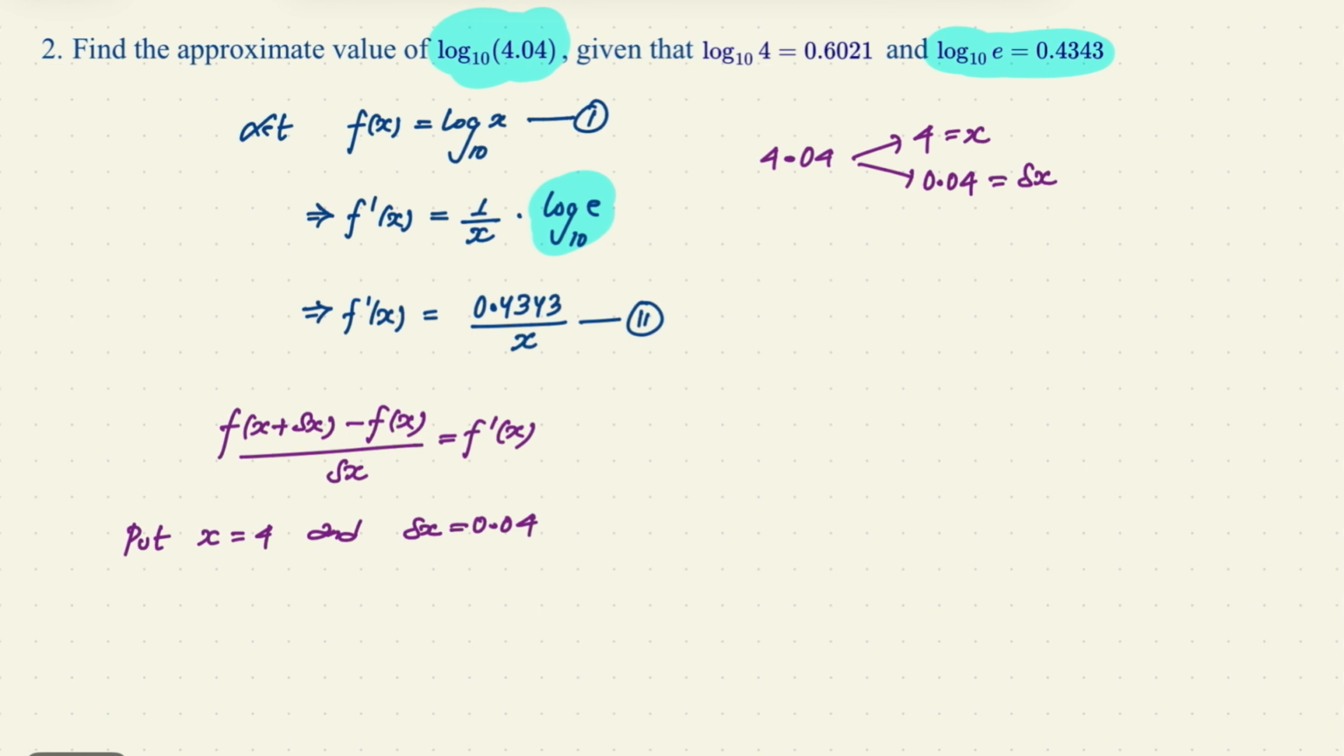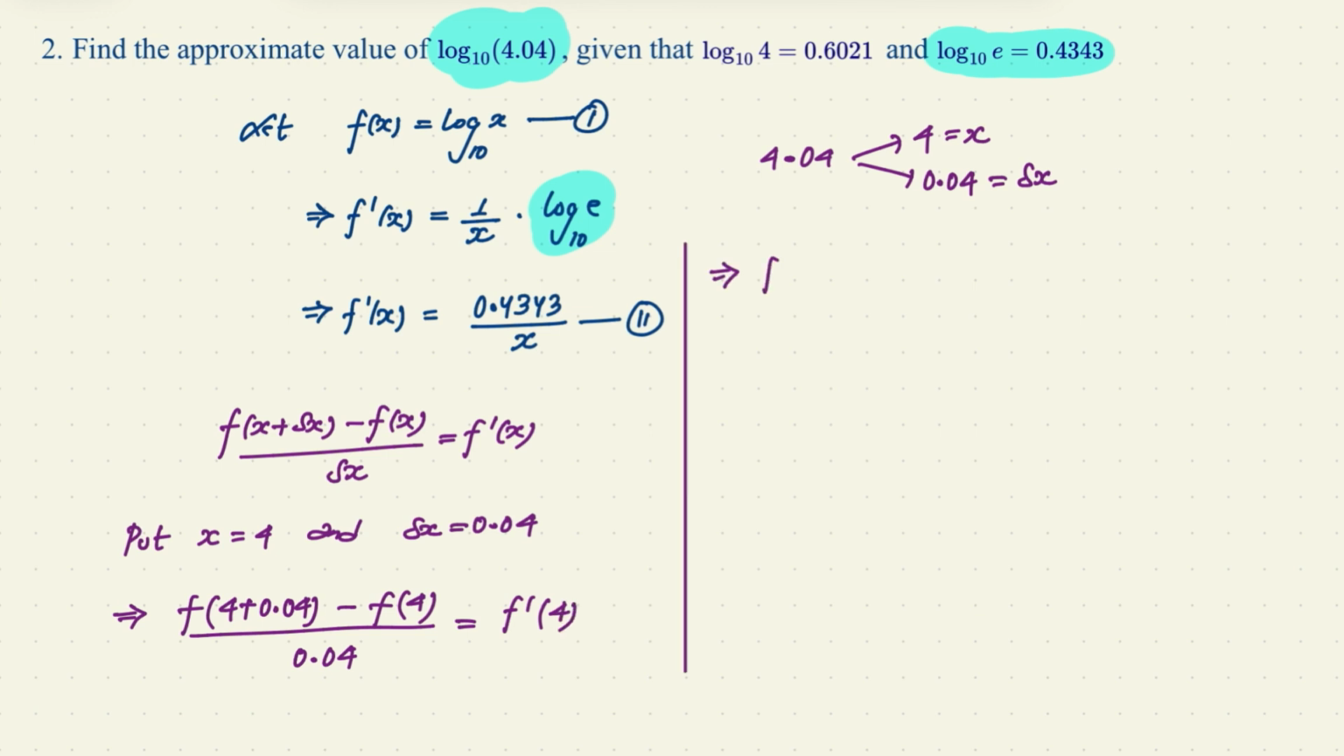Then we will have f of 4 plus 0.04 minus f of 4, whole divided by del x, which is 0.04, equals f dash of 4. So this implies f of 4 plus 0.04, which is 4.04, minus f of 4 can be written as log of 4, looking at equation 1. So it will be log of 4 with base 10, whole divided by 0.04, equals f dash of 4, looking at equation 2.